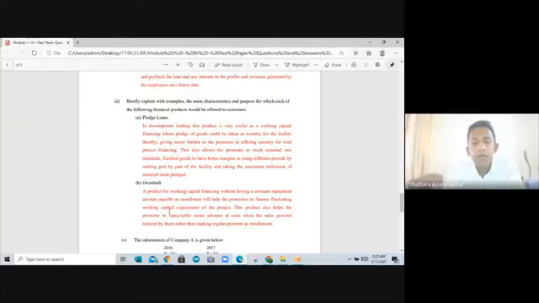promoters to finance the fluctuating working capital requirement of the project. This product also helps the promoter repay, settle the entire advance at once when the sales proceeds are realized by them, rather than making regular payments as installments. Again, half completed the answer.